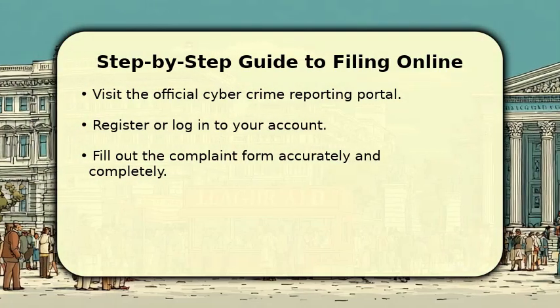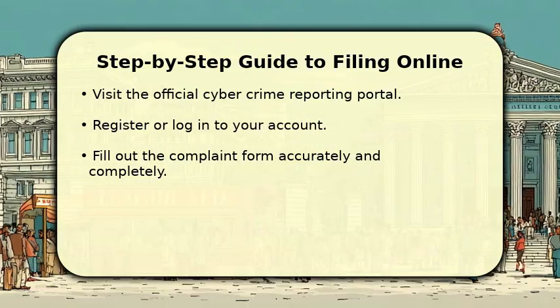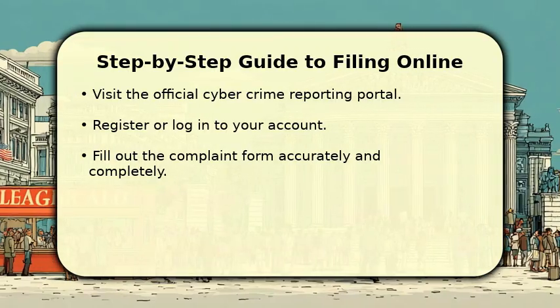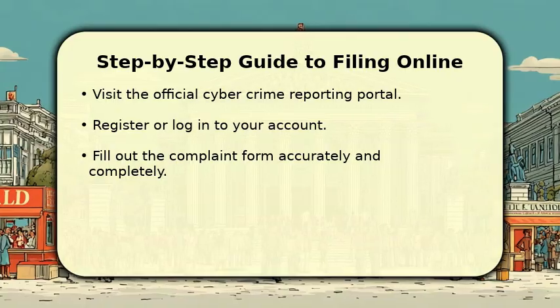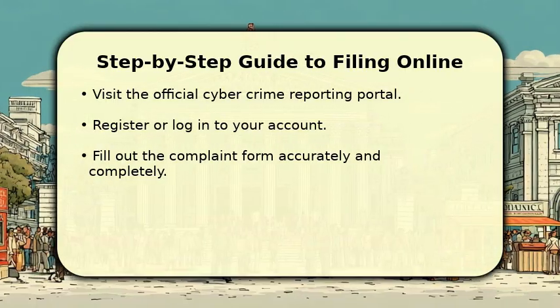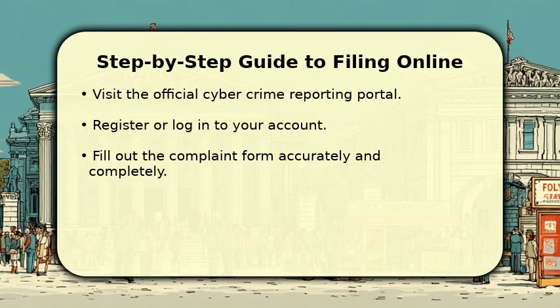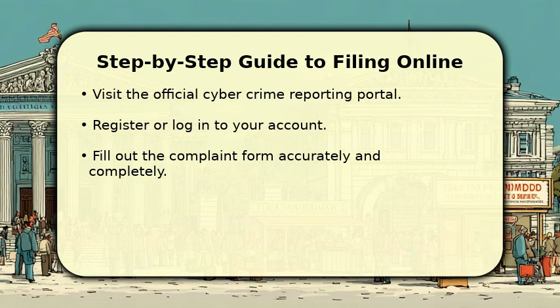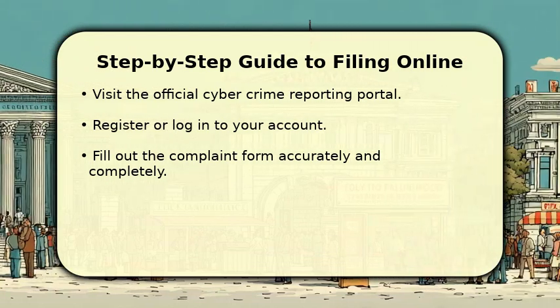Now, let's walk through the actual process of filing your complaint on the official cybercrime portal. First, navigate to the website and either register for a new account or log in if you already have one. Once inside, you'll find a complaint form. Take your time to fill it out accurately and completely, providing all the details you gathered earlier. Remember to upload all your supporting evidence. This is a critical step to strengthen your case.